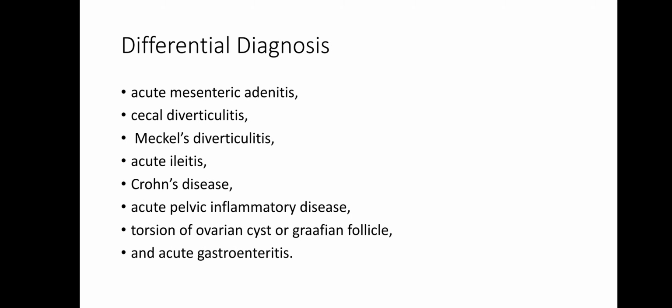Differential diagnosis: acute mesenteric adenitis, cecal diverticulitis, Meckel's diverticulitis, acute ileitis, Crohn's disease, acute pelvic inflammatory disease, torsion of ovarian cyst or Graafian follicle, and acute gastroenteritis. Management of appendicitis: the preferred approach to manage patients with uncomplicated appendicitis is an appendectomy currently.